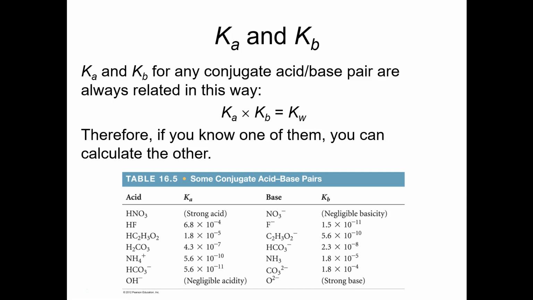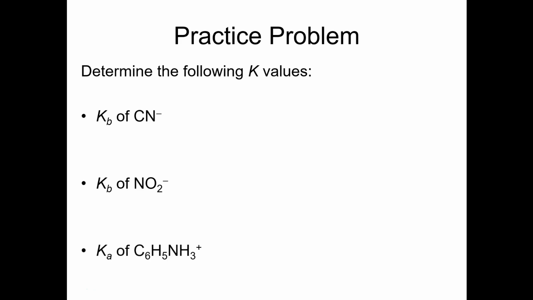So what would a problem look like in which you were given some data and asked to do a calculation? Okay, so here's what I'm asking you to do. Determine the following K values: the Kb of cyanide, the Kb of nitrite, and the Ka of what's called anilinium, which is the conjugate acid of a nitrogen base called aniline. If you want to try these, you can pause the video right now and look for these data in Appendix D, and then calculate the answers.